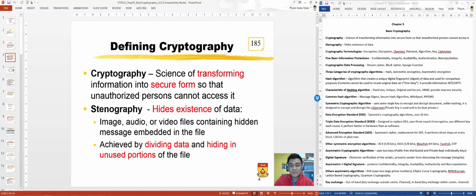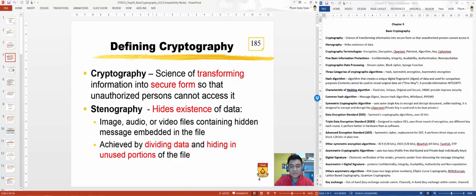Okay, let's define what cryptography is. It is a science of transforming our information or data into a secure form so that an unauthorized person cannot access it. Another way of cryptography is called steganography, which is to hide the existence of data.